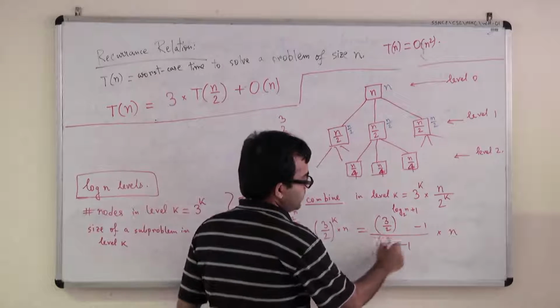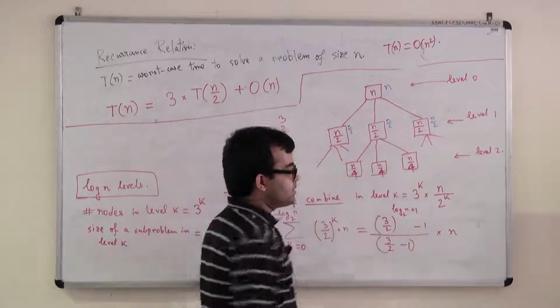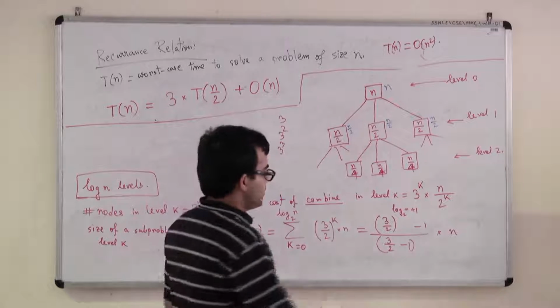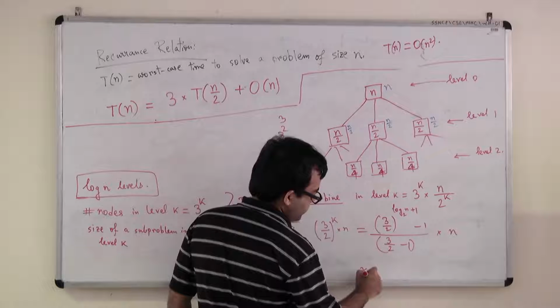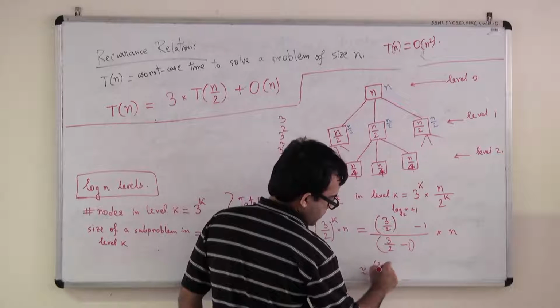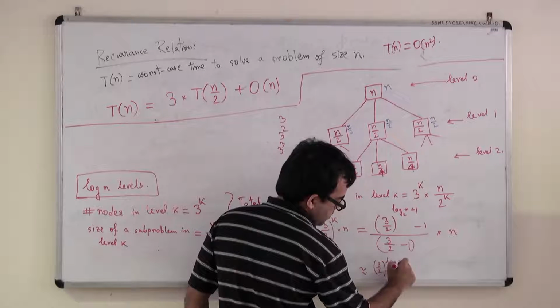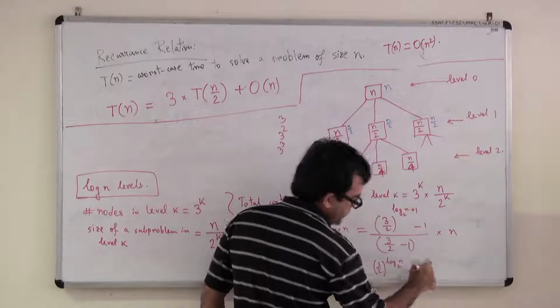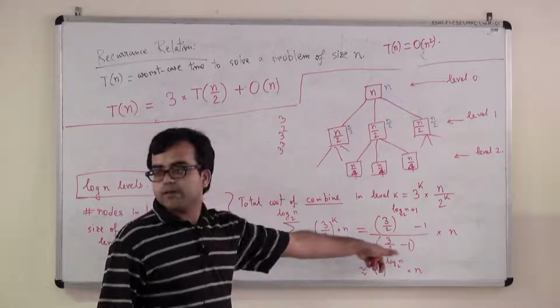Now this is just some constant, right? And this minus 1 also adds to some constant. Since we are just looking at the big O notation, this is roughly going to be equal, within a constant factor, to (3/2) to the power log n to the base 2, times n, right? Because the remaining terms will just be constant.